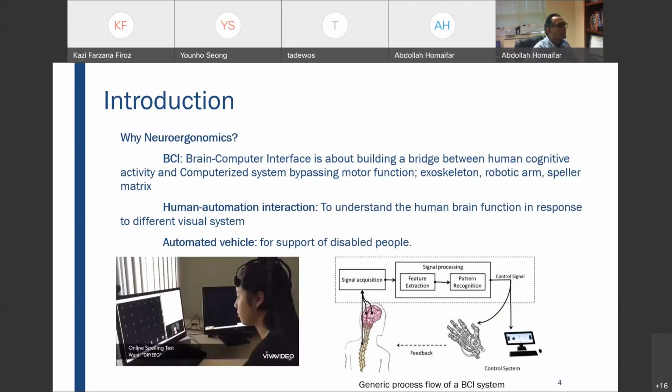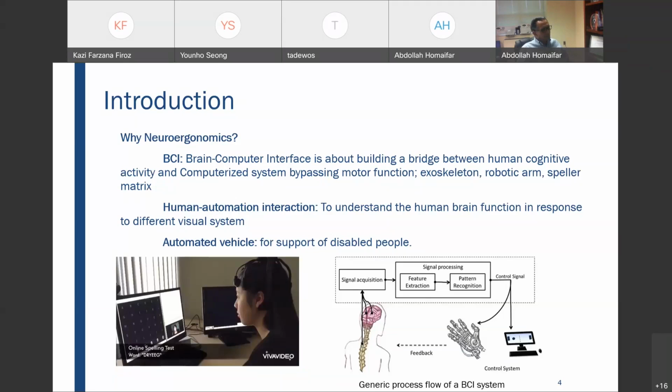Why should we know about neuroergonomics? Neuroergonomics is a broader domain under which we can discuss lots of things like brain-computer interface, human automation interaction, automated vehicles, and more. For example, for automated vehicles, if we want to use them for disabled people, we would like to bypass the motor function.